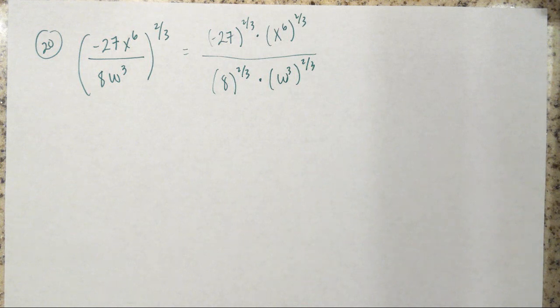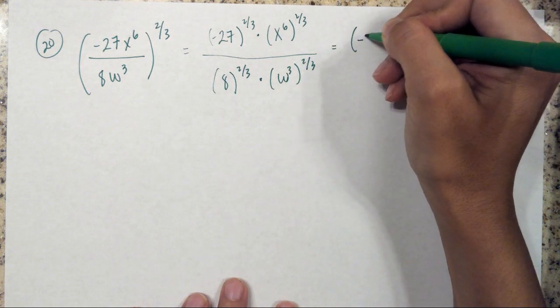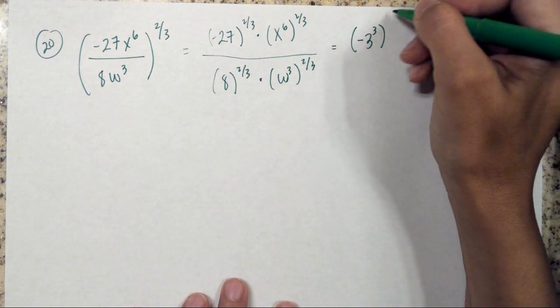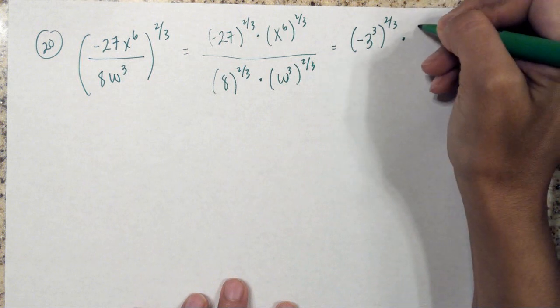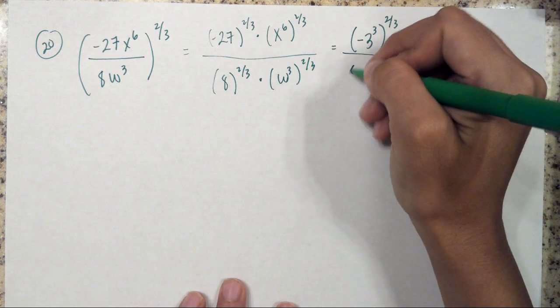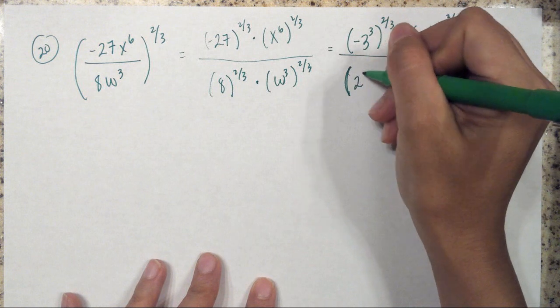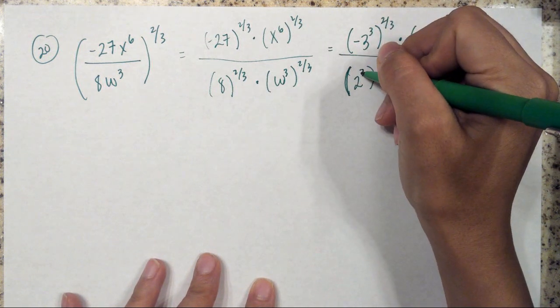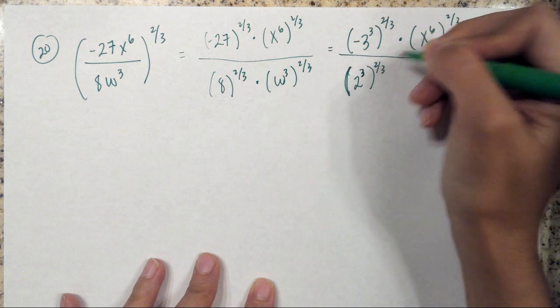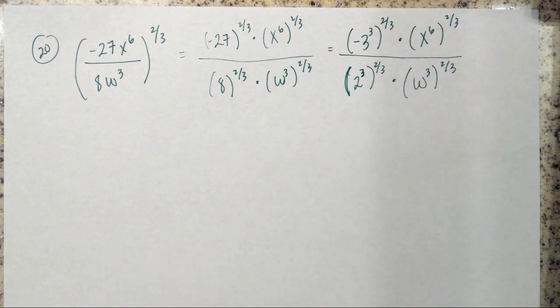Alright, so I want to see if I can reduce any of my big numbers. I know I can rewrite 27, guys, as 3 cubed. It's going to look just like this. For x to the 6, I can't do much there. And then 8, if you look at your chart or just know, how can I rewrite 8? I can write that as 2 cubed. The 2/3 is still there, and for the w, we're still good.